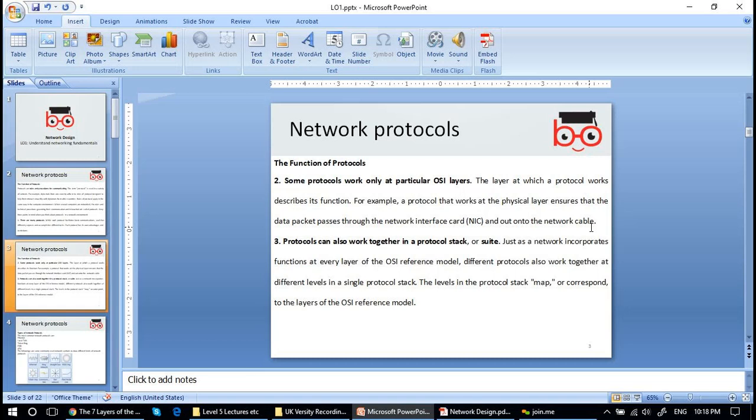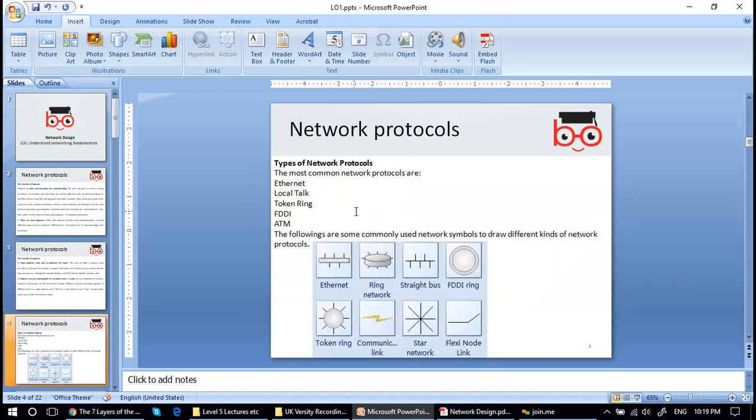Make sure you consider that any layer which is used will have its particular usage, and protocols can also work together in a protocol stack. The protocol stack works like this: for a particular kind of transmission, the group of protocol layers makes a stack.